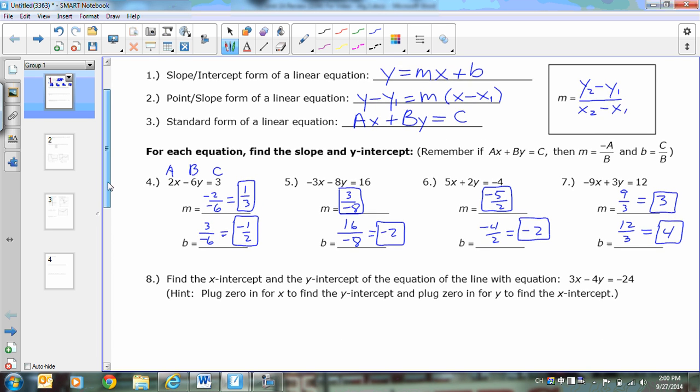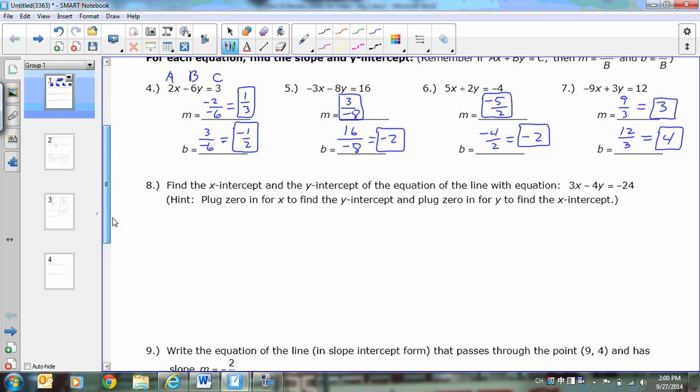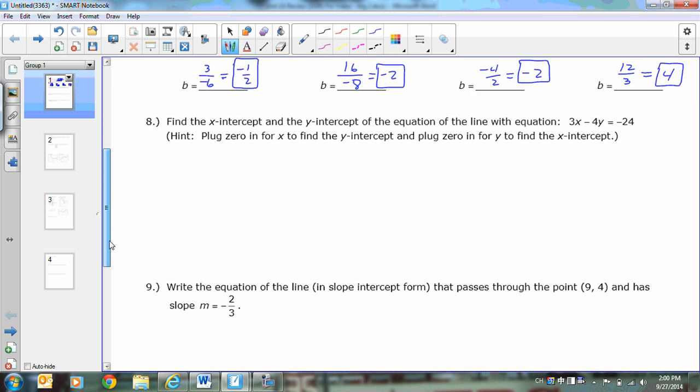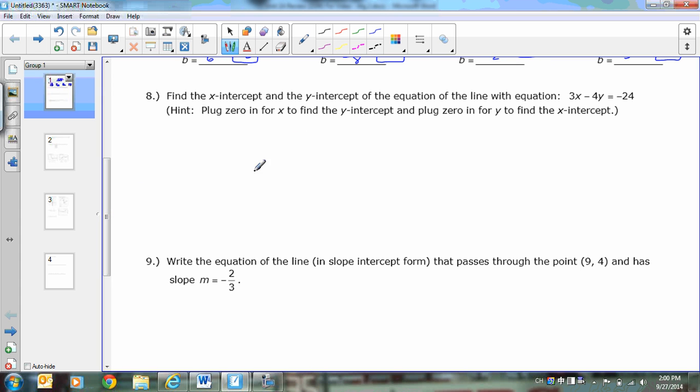Continuing on, let's take a look at number 8. Now, you will not find a problem like this in your notes, so it's important that you practice this. This is a review, though, of a skill that you would have learned in Algebra 1. Find the x-intercept and the y-intercept of a linear equation, in this case written in standard form. So remember, the x and y-intercepts are the points where the line crosses the x and y axes. So that's where either x will be equal to 0 or y will be equal to 0. So just a reminder, to find the y-intercept, we're going to plug 0 in for x, and then plug 0 in for y to find the x-intercept.